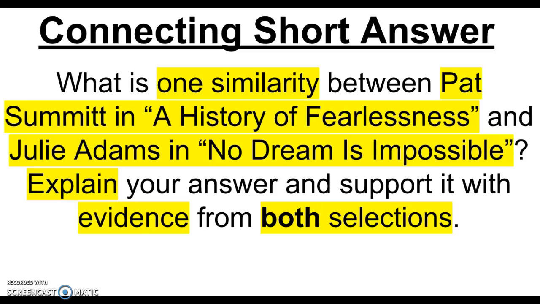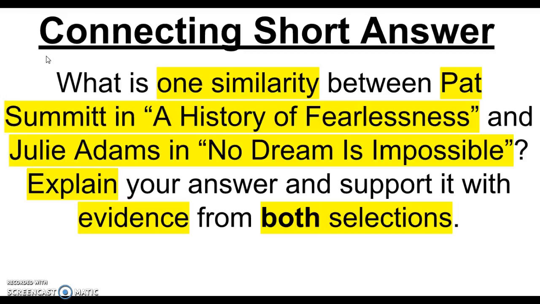So let's try a connecting short answer. Remember, the difference with this one is you now have 2 passages that you have to look at together. Sometimes you might be asked how they're the same or how they're different, but make sure that you read that question first. So before we go to our passages, I want you to look at the question itself. So let's read it. What is one similarity between Pat Summitt in A History of Fearlessness and Julie Adams in No Dream is Impossible? Explain your answer and support it with evidence from both selections.